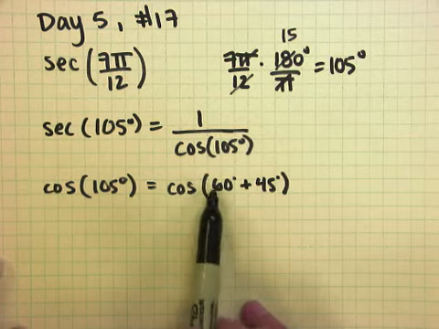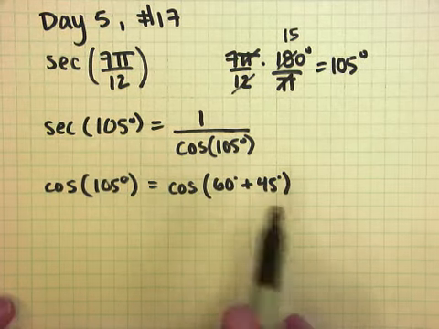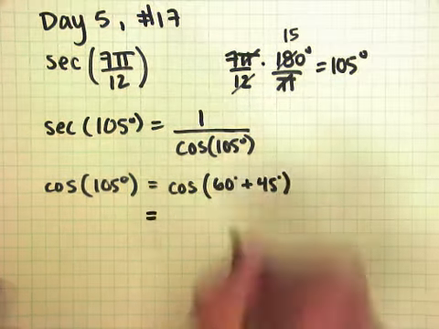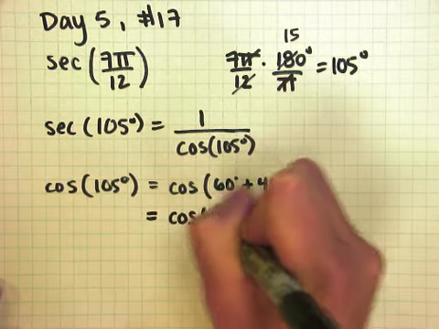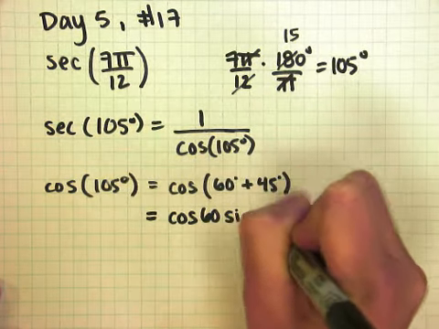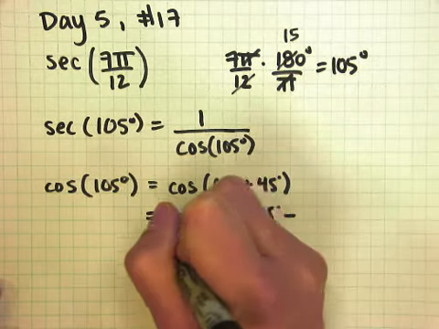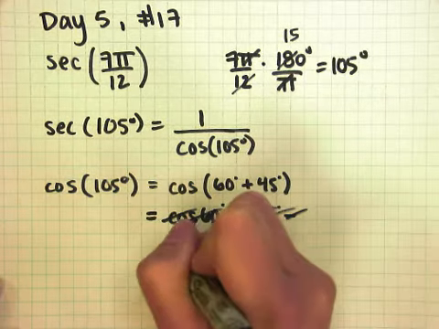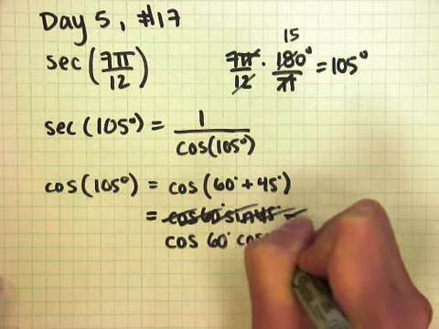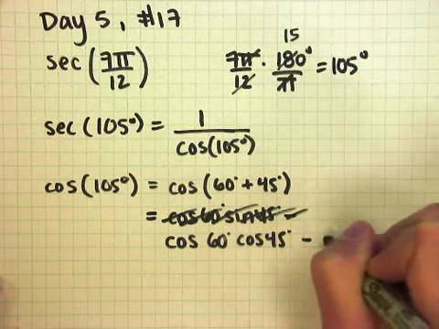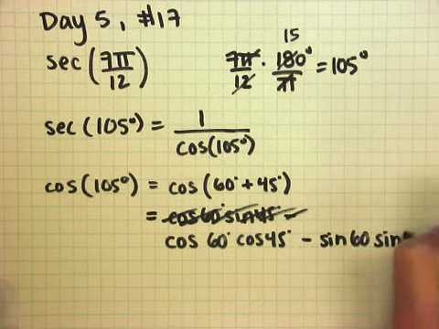Now recall that with your addition formulas you can't just distribute the cosine in, because this isn't multiplication. This isn't cosine times 60 plus 45. This is cosine of 60 plus 45. And for that, we need to use the addition formula for cosine. That's cosine 60, sine 45, and then minus, oh wait, shoot, that's wrong. It goes cosine, cosine, sine, sine. So cosine 60, cosine 45, and then minus sine 60, sine 45.